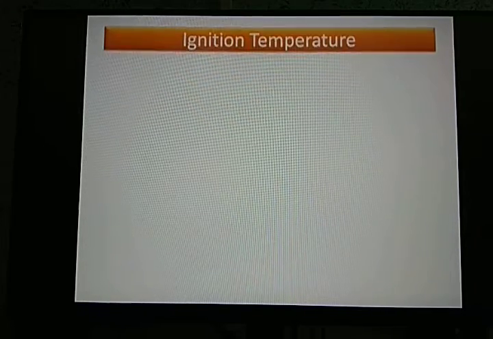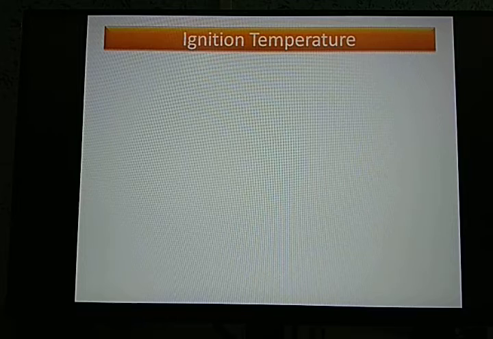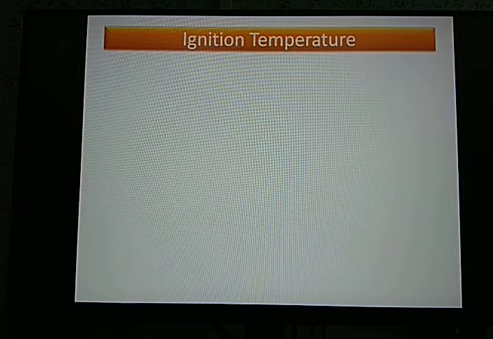Hello everyone. Today we're going to discuss a new topic, and today's topic is called ignition temperature. Along with this ignition temperature, we'll be discussing further how fire is caught and what the different types of combustion are. All these things we'll be discussing in this video today. So let us first begin with ignition temperature.